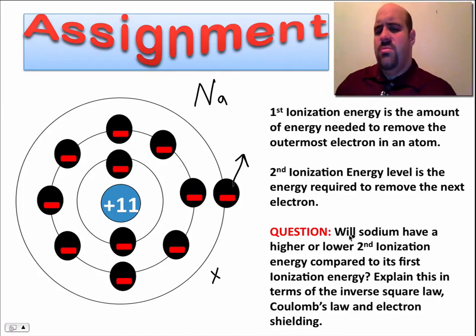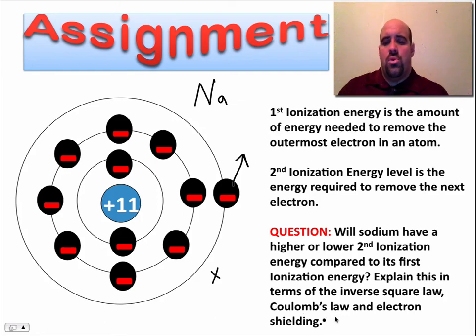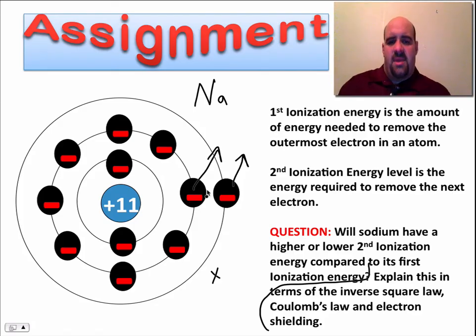So the question for you is, will sodium have a higher or lower second ionization energy compared to its first ionization energy? Explain this in terms of the inverse square law, Coulomb's law, which is the inverse square law for electrostatics, and electron shielding. So I want you to tell me, if it takes a certain amount of energy to remove this electron, what can you tell me in terms of these things about the energy it would take to remove this electron afterwards?